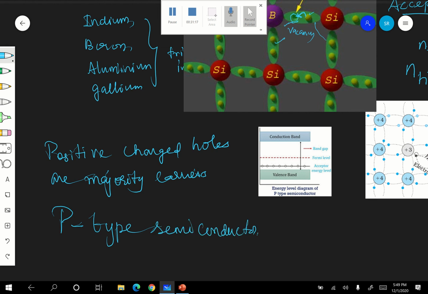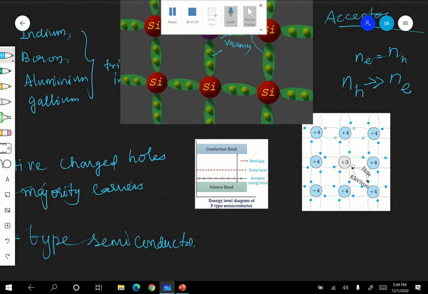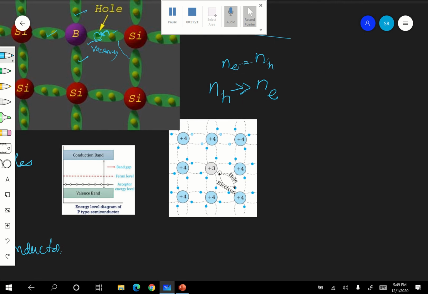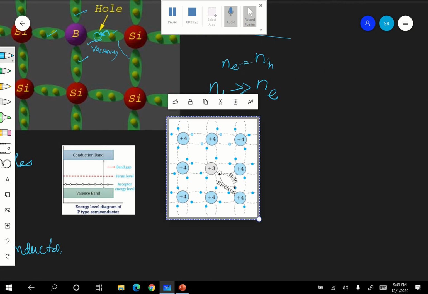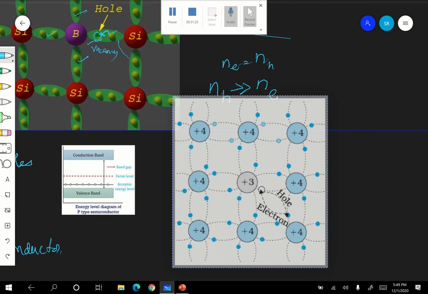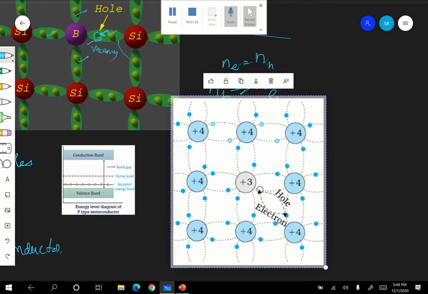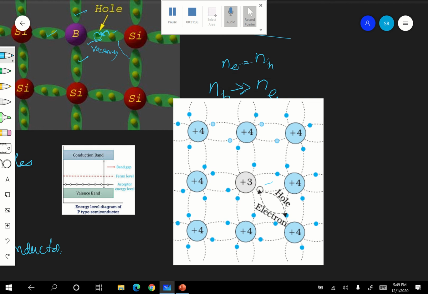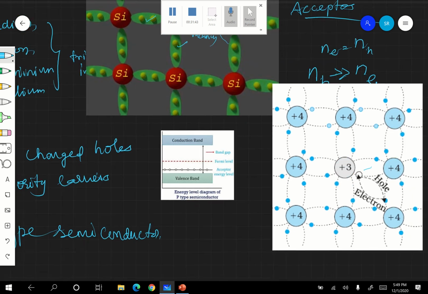Okay, this is very, very important. Now with respect to this diagram, the trivalent impurity has only 3 electrons, whereas silicon and germanium have 4 electrons. So here it has one hole. These 3 electrons are engaged and there is one hole, and this hole will be readily filled with an electron from the neighboring atom. So the holes will be moving. Okay, so they are mobile.